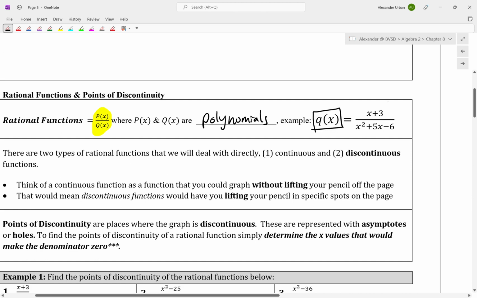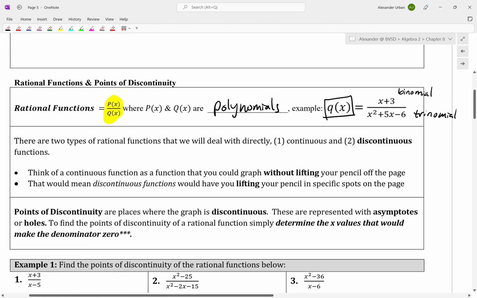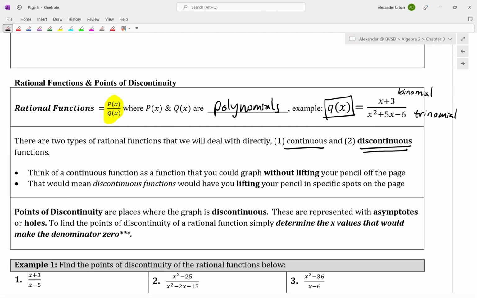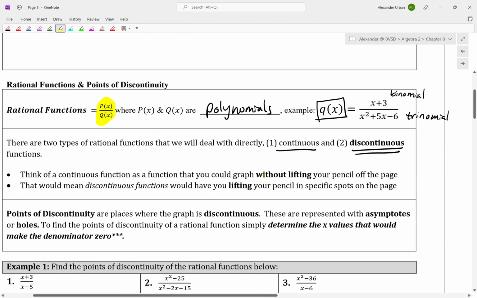Q of x is equal to a binomial, 2 terms, divided by a trinomial, which is 3 terms. So what we're really getting into is that we're going to be dealing with these types of rational functions, and they're either going to be continuous or discontinuous, and we're really going to focus on discontinuous today. Continuous would be you can graph the whole entire graph without lifting your pencil off the page, and that's really important to see, versus discontinuous, which means you'd have to lift your pencil off in specific spots.